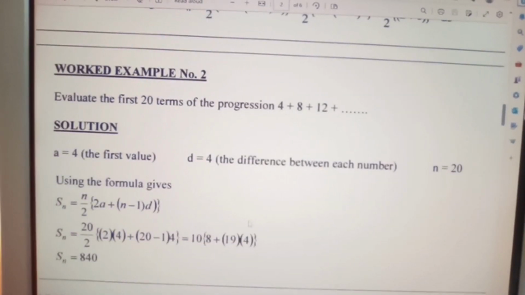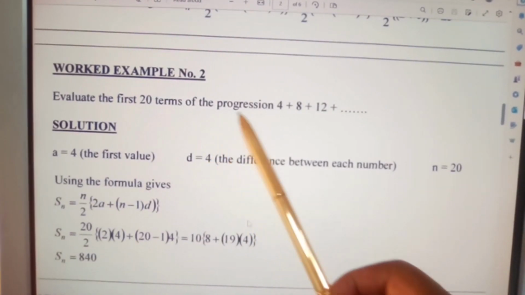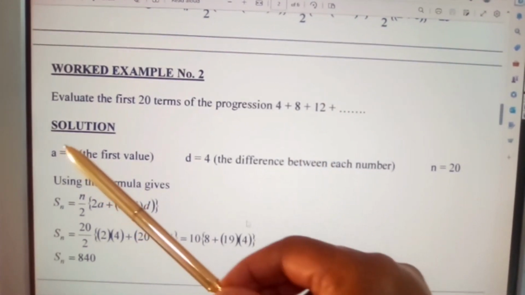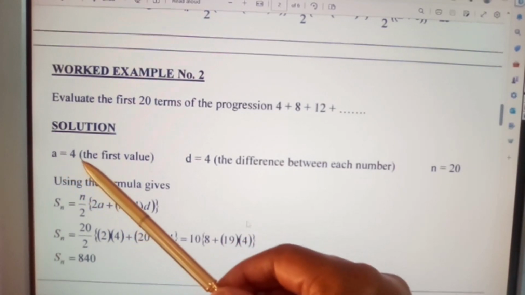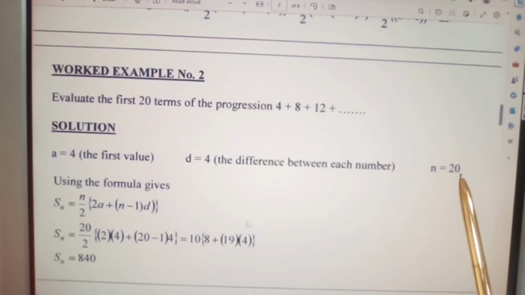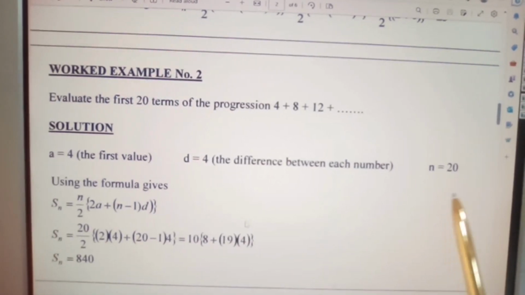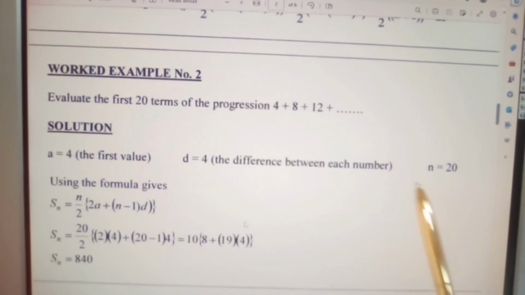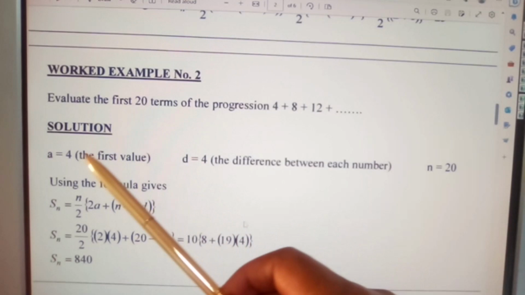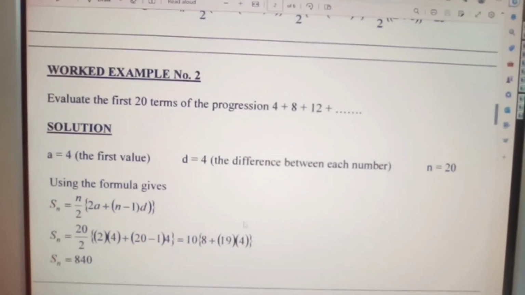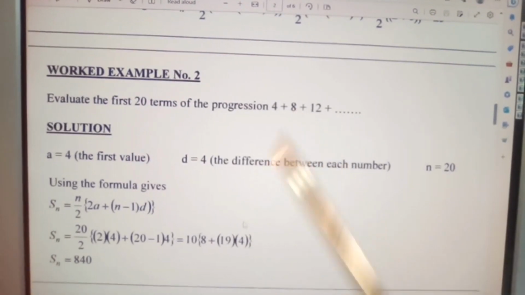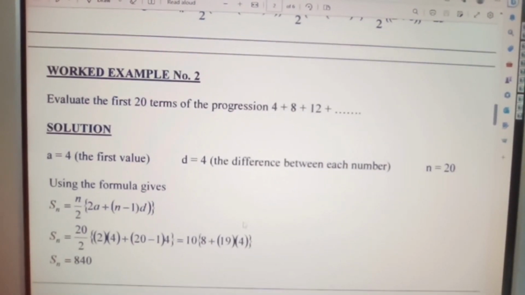Okay, evaluate the first 20 terms of the progression 4 plus 8 plus 12, etc. Okay, solution. a equals 4, the first value. d equals 4, the difference between each number. n equals 20. Why 20? 20 comes from here. Okay, 4 is here. Okay, the difference is also 4. Okay, because it goes up to 8, etc.